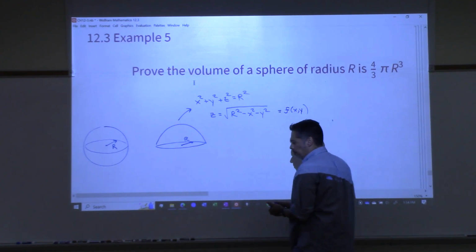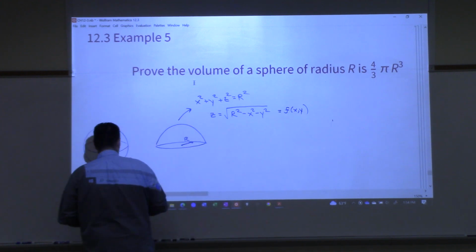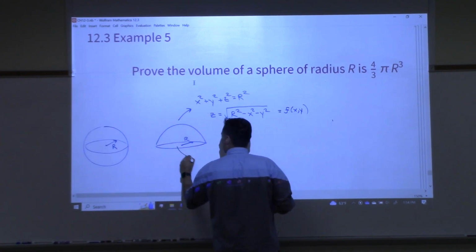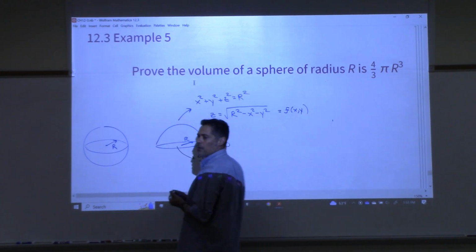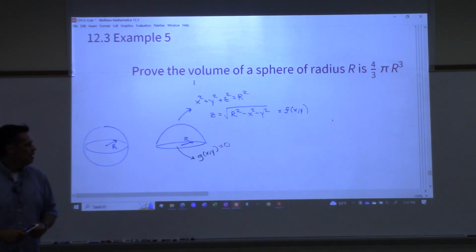Then what's the bottom? 0. Again, because it's convenient to just do the top half and double the answer, right? So g of x, y is 0. And then let's go look at the region on the ground.